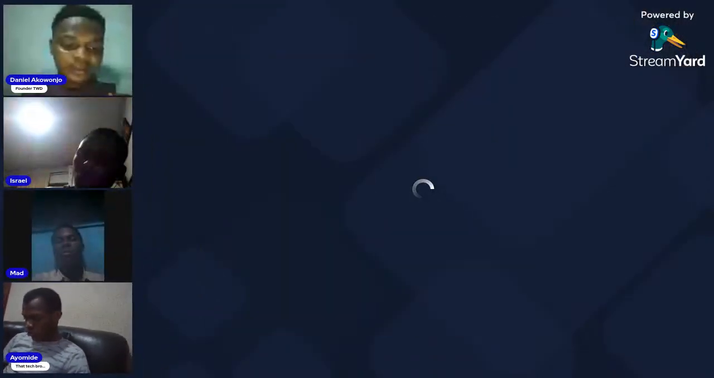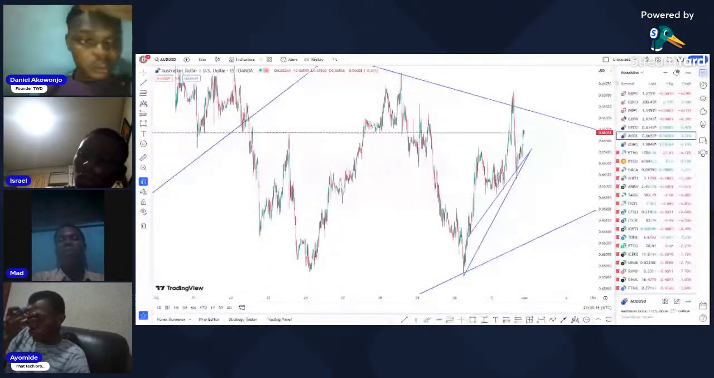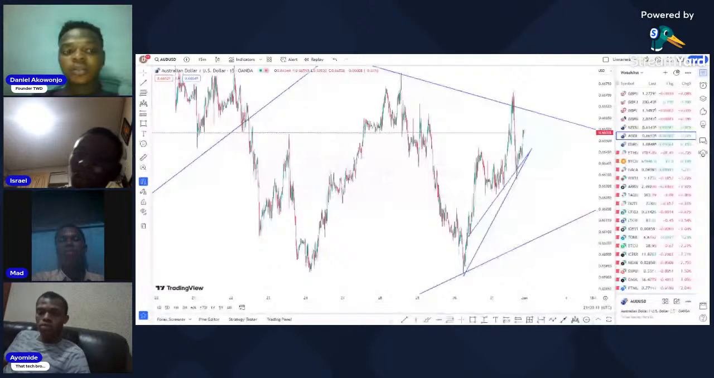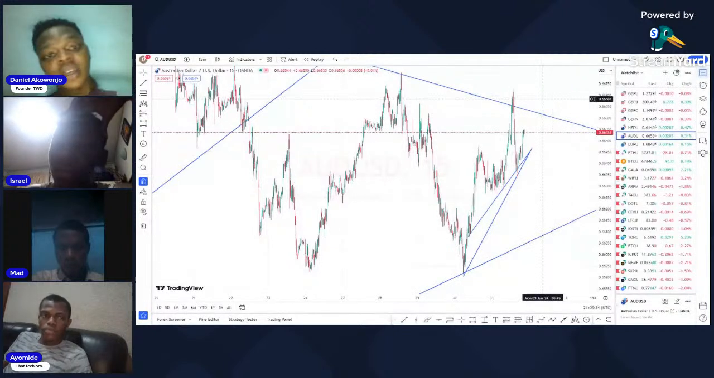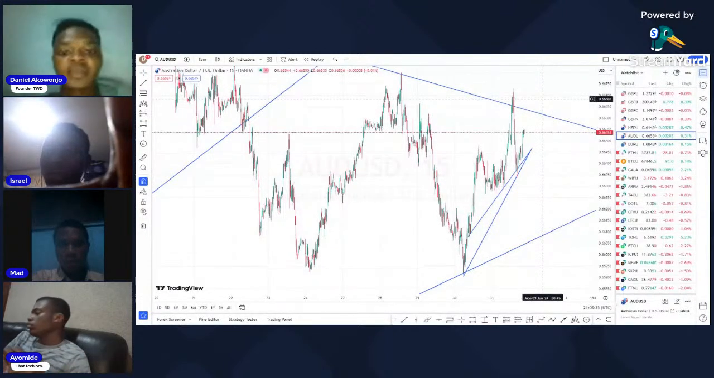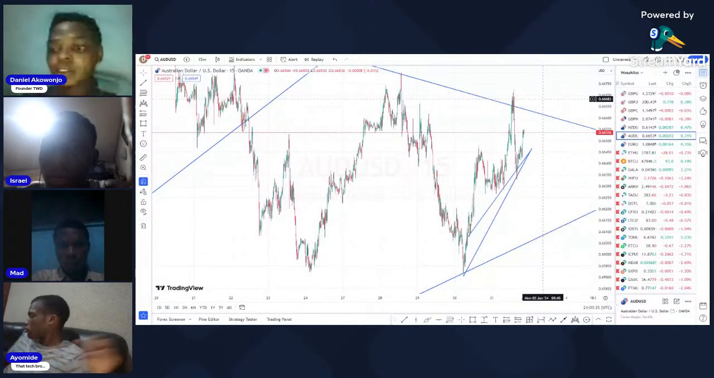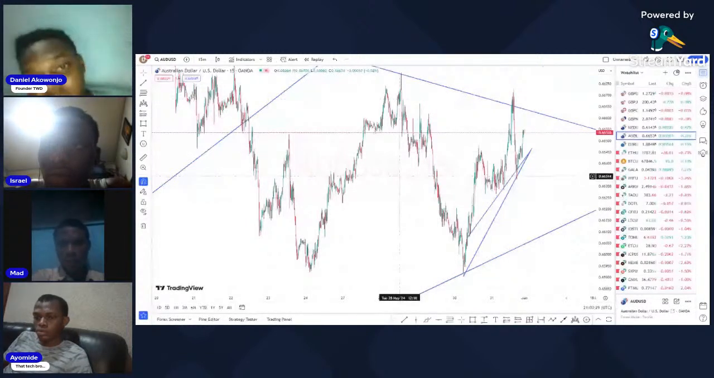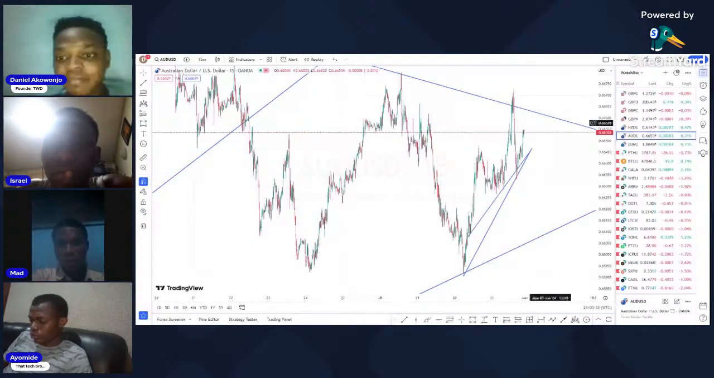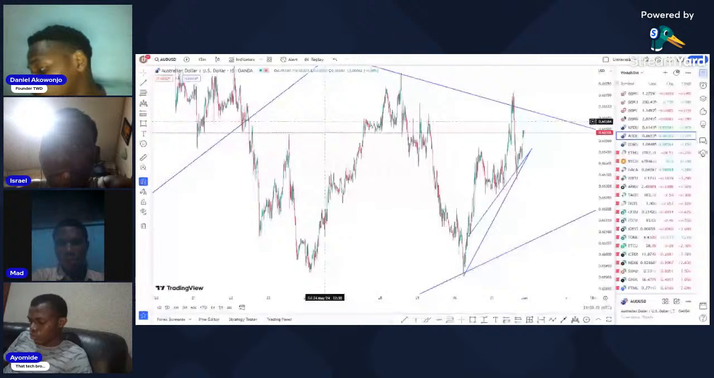So let's go, guys. I hope you can see my screen clearly. Yeah. Good. So now this is what TradingView looks like, and it's important that I take you through the interface of how it works. I'll also do that shortly. But before then, let's quickly go into what base and quote currency mean.